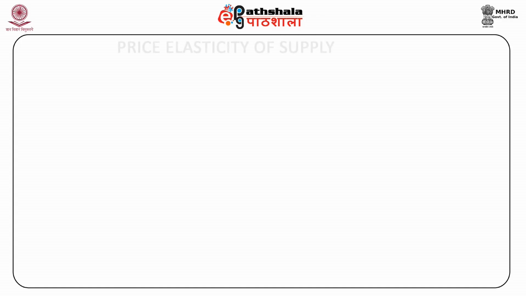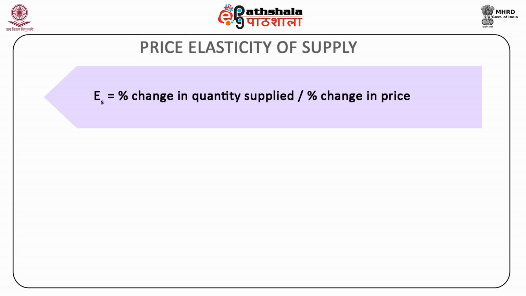Price elasticity of supply is defined as the percentage change in the quantity supplied divided by the percentage change in the price of the commodity. Algebraically, ES is equal to percentage change in quantity supplied divided by percentage change in price. Price elasticity of supply also shows the responsiveness of the change in the quantity supplied QS of a product to the change in its price.